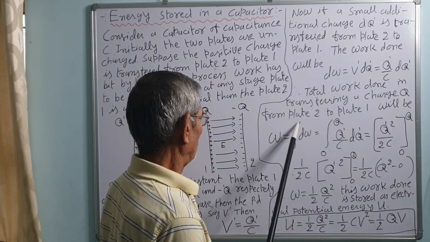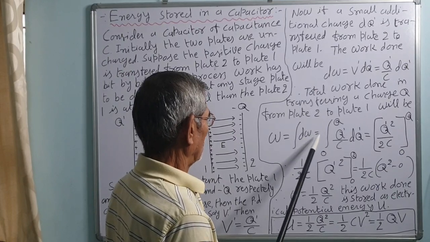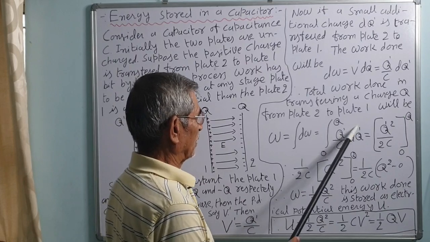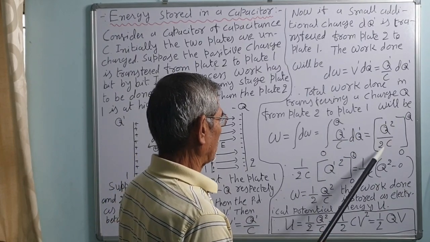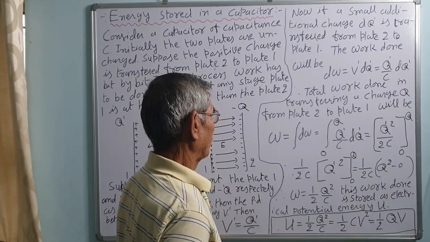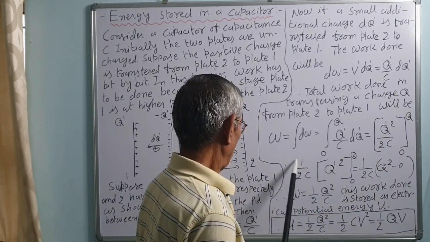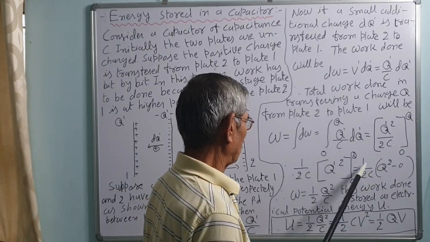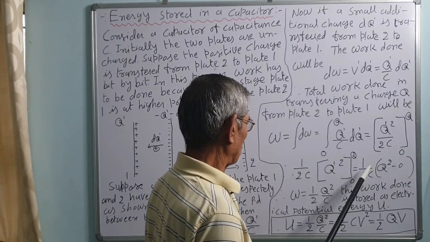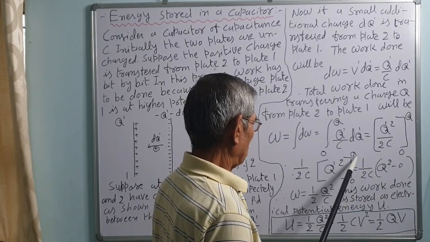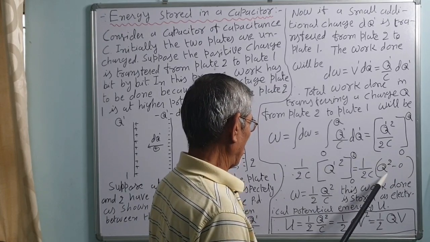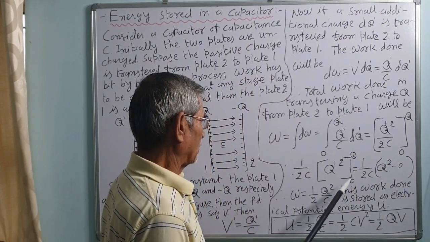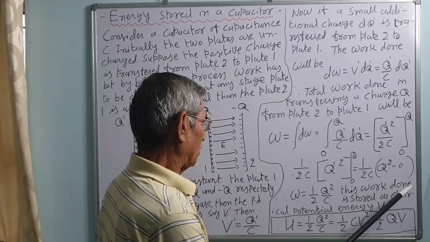So W is equal to the integration of dW, that is the integration from 0 to q of q' upon C dq', which is equal to q'^2 upon 2C from 0 to q. Therefore W is equal to 1 upon 2C into q'^2 from 0 to q, that is 1 upon 2C into q^2 minus 0. Therefore, W is equal to half q^2 by C. This is the work done.